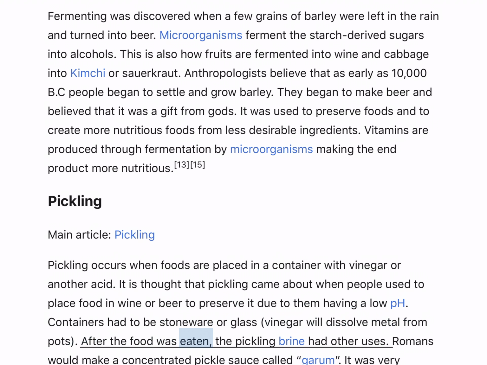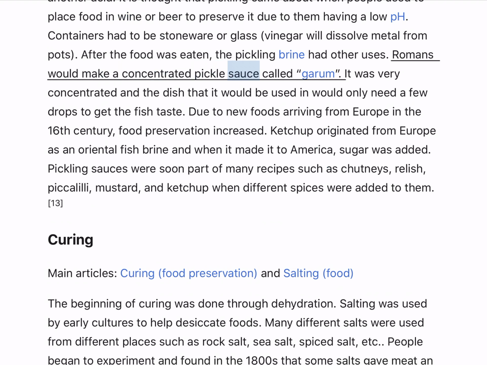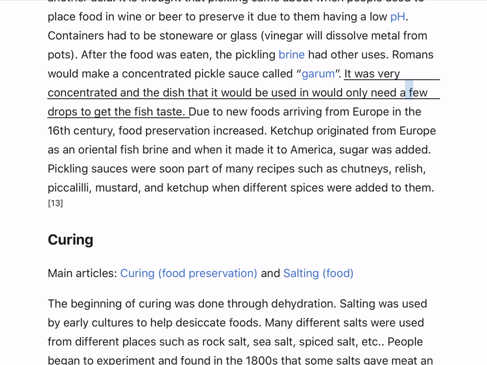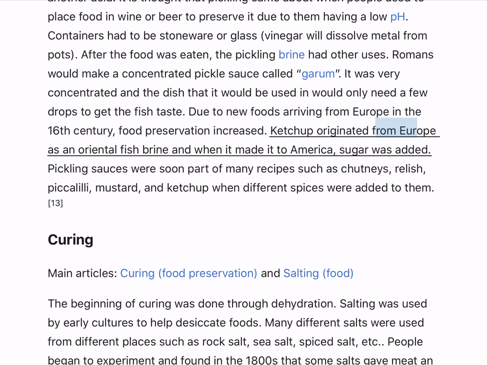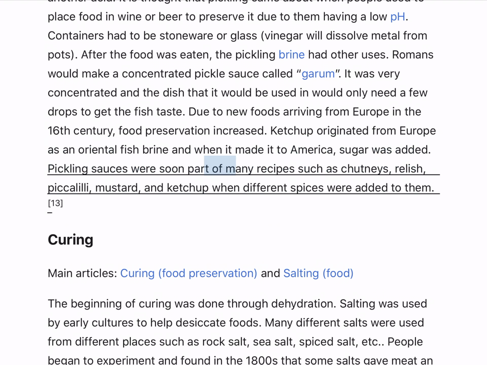After the food was eaten, the pickling brine had other uses. Romans would make a concentrated pickle sauce called garum. It was very concentrated, and the dish that it would be used in would only need a few drops to get the fish taste. Due to new foods arriving from Europe in the 16th century, food preservation increased. Ketchup originated from Europe as an oriental fish brine, and when it made it to America, sugar was added. Pickling sauces were soon part of many recipes such as chutneys, relish, piccalilli, mustard, and ketchup when different spices were added to them.